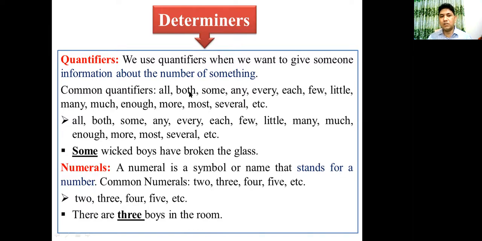But you see all, both, some, any, every, few, little. They are not specific. They are not cardinal or ordinal numbers. But in numerals, we have to use ordinal or cardinal numbers. So you see, there is an example. There are 3 boys in the room. We can say there are 4 boys in the room, there are 5 boys in the room. When you are asked to use numerals, you have to use numbers. Okay, 1, 2, 3, 4, 5, like this.